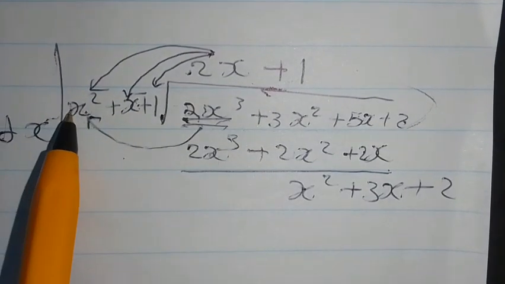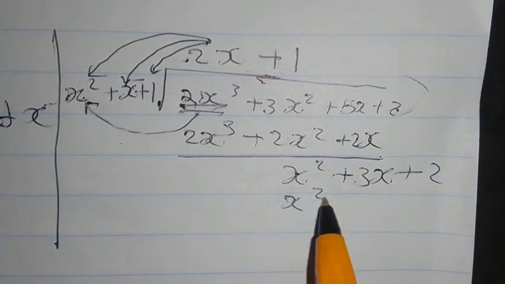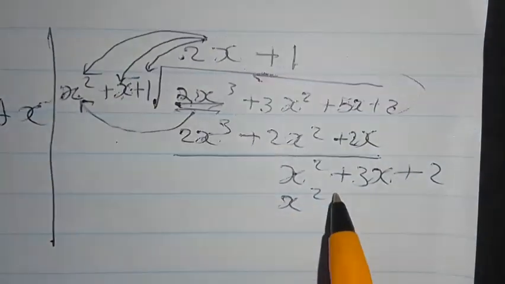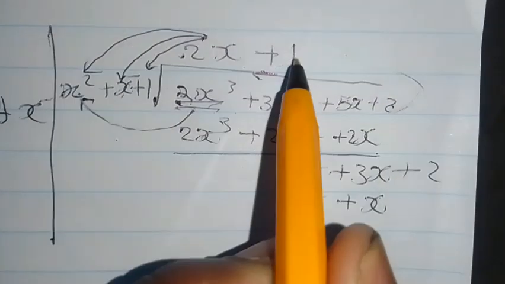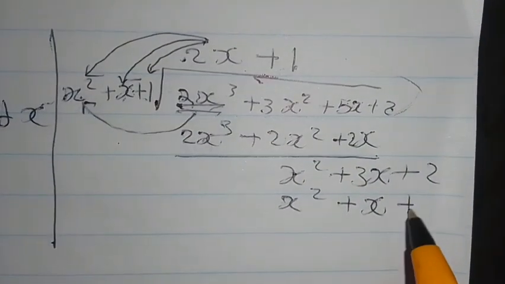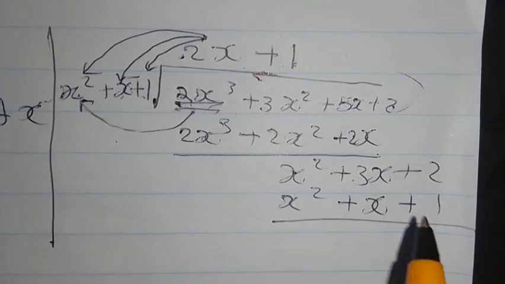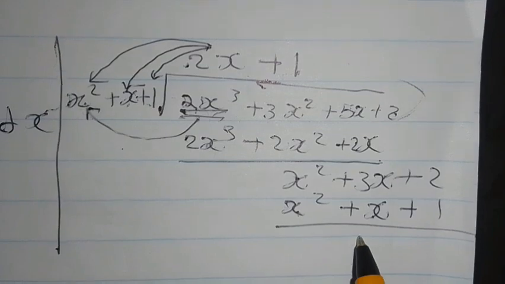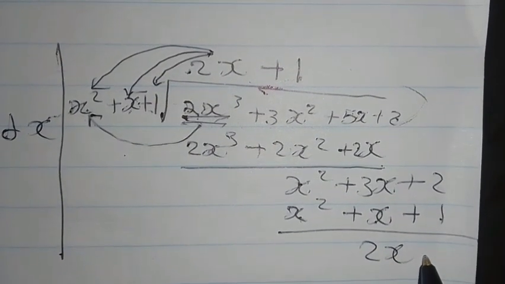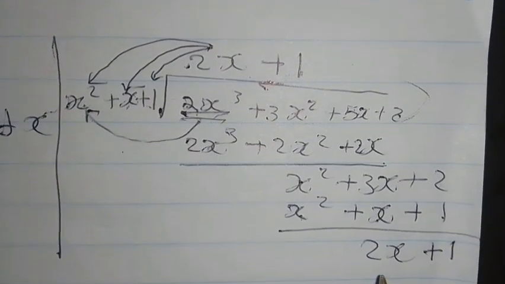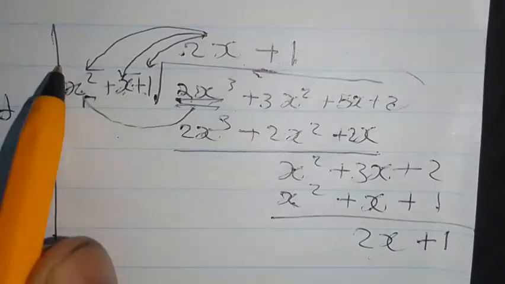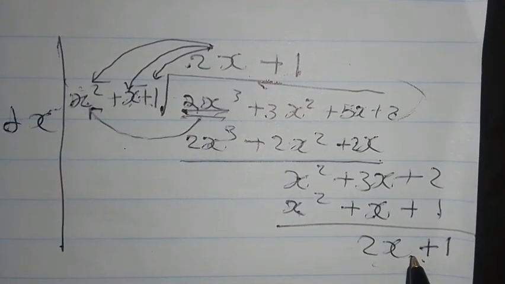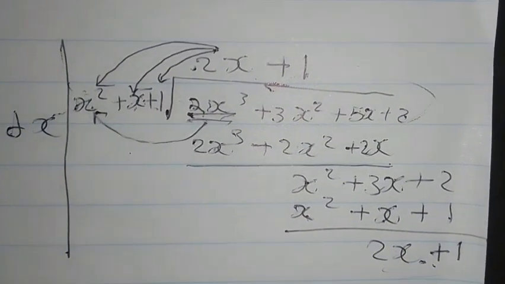Then you say 1 times x squared, so that's just going to give you x squared, and then 1 times x, that's just going to give you x, and then 1 times 1, that's just going to give you 1. Then you just take the difference: x squared minus x squared is 0, 3x minus x is 2x, and 2 minus 1 is 1. So now notice that the degree of the denominator is greater than the degree of this, so this is just going to be the remainder.